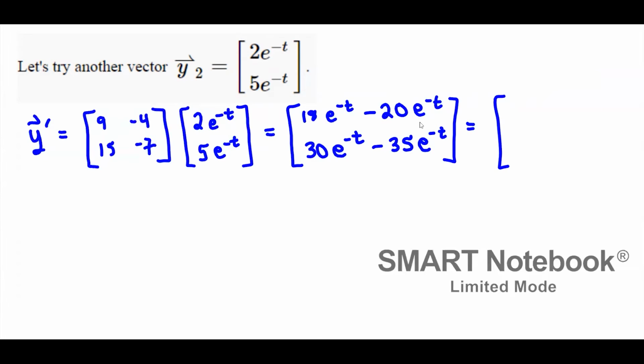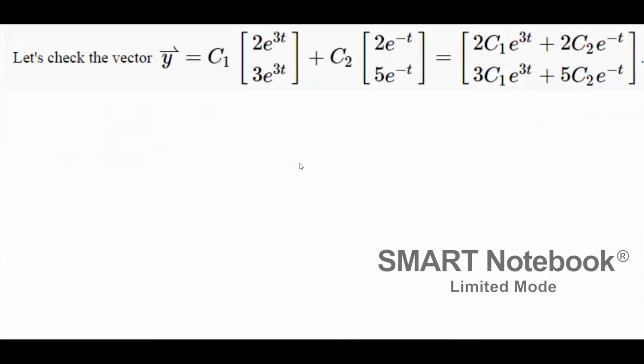And when we simplify, we get negative 2 e to the negative t. We get negative 5 e to the negative t. And if we check that one, this is the derivative of this second vector that we plugged in, right? So that one is also a solution. Okay. So let's check this one.